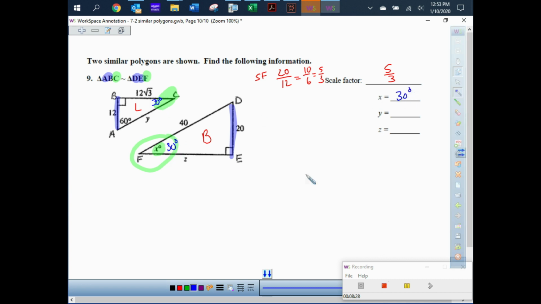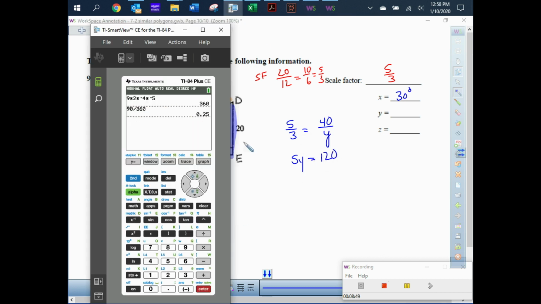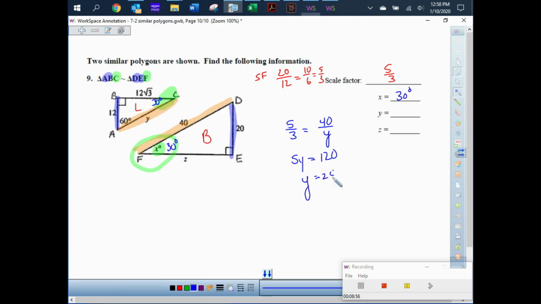So that was different. Then finding y. Y is a side length. Nice, he's the hypotenuse. He'll correspond with the other hypotenuse. So let's set up a proportion for that. Scale factor is 5 over 3, and that'll be 40 over y, big over little. Cross multiply, and we'll punch that in. 120 divided by the 5 is 24. So nice. And then the last one, it's got that weird radical in it.